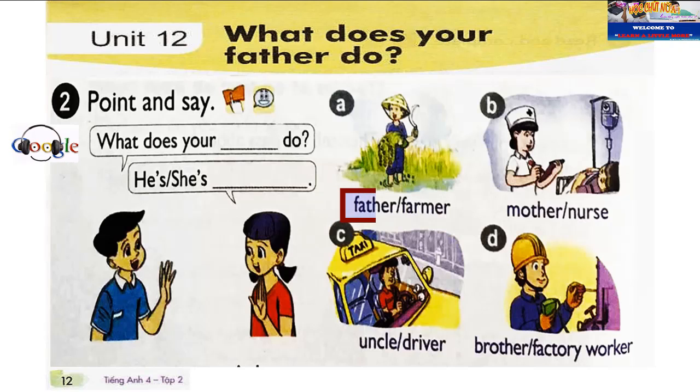A. Father. Farmer. B. Mother. Nurse. C. Uncle. Driver. D. Brother. Factory worker.